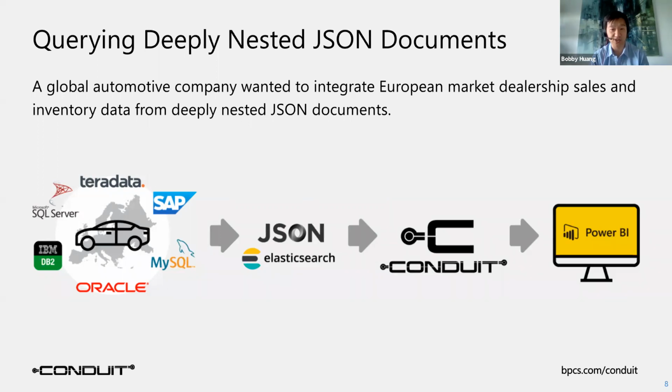So we did our research, and we said, you guys aren't the only ones that had this problem. Lots of folks write a lot of code to flatten out JSON documents. So we'll build this as a capability native to Conduit. So if anybody else in the future wants to query deeply nested JSON files, they can totally do that within Conduit. So we did it.